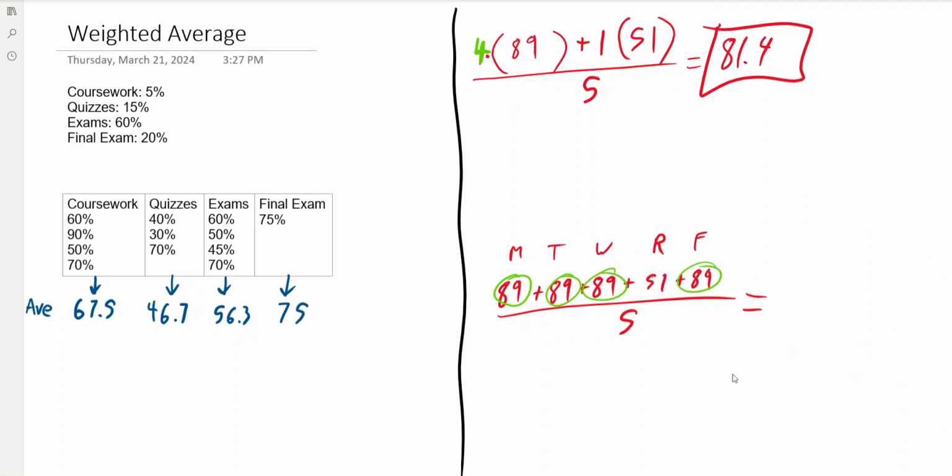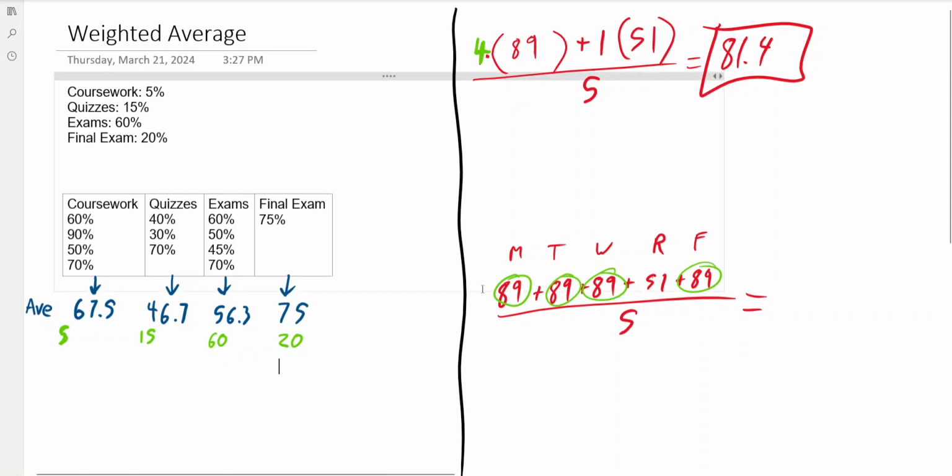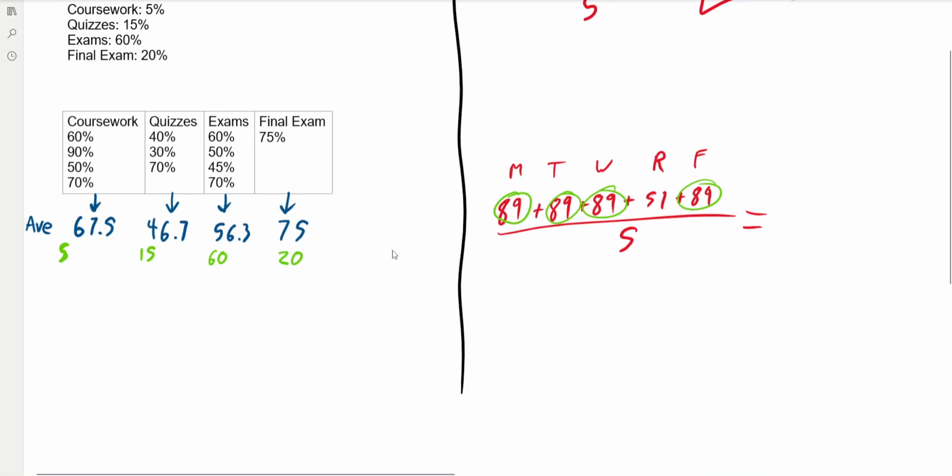So each of these categories has different weightings. Coursework has a weighting of 5. Quizzing has 15. Exams has 60, and final exam has 20. Now, these are the weightings for the different categories. So, if we are adding all of them together, then what we're going to do is divide by 5 plus 15 plus 60 plus 20. Notice this should always equal 100% because we're talking percent, so total it should equal 100% if we're doing the entire course.